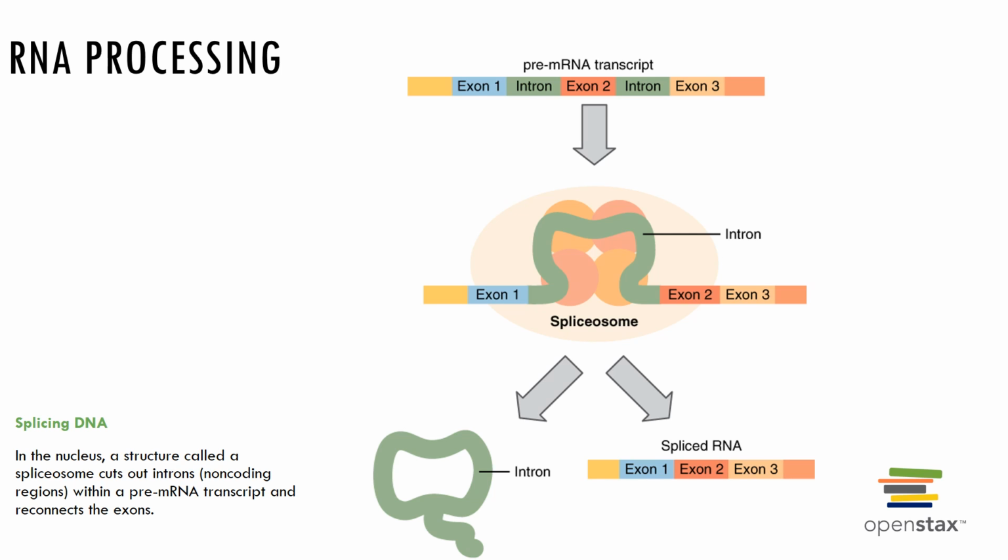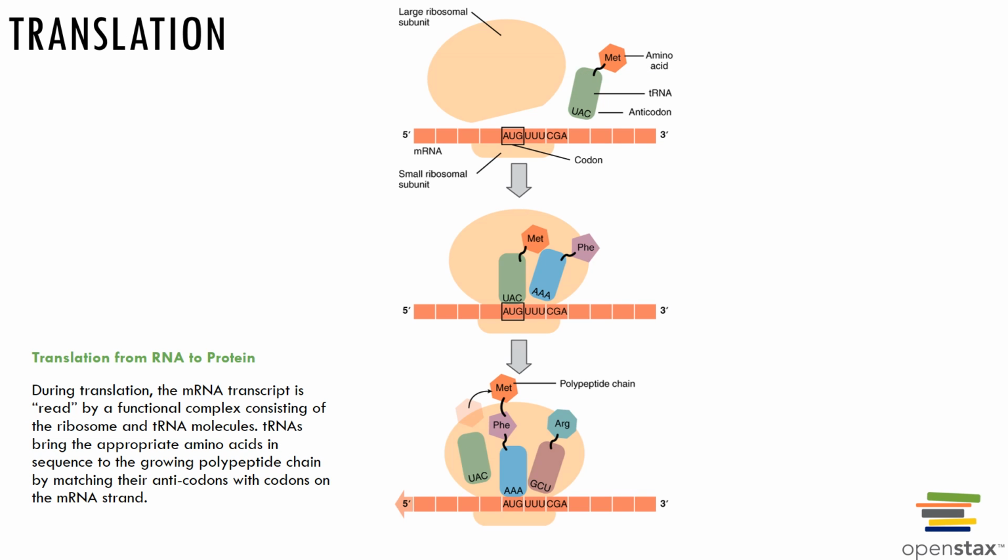And then in translation is the next step after RNA has been processed to produce a spliced form of RNA containing only the coding regions, which are the exons. Translation converts that base sequence of nucleic acids into the amino acid sequence of proteins. And this involves messenger RNA, transfer RNA, and ribosomal RNA.